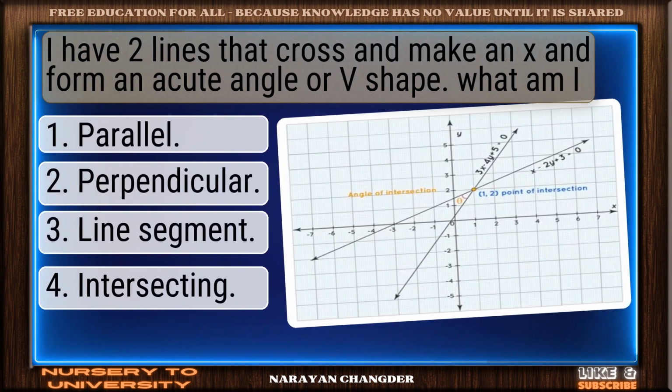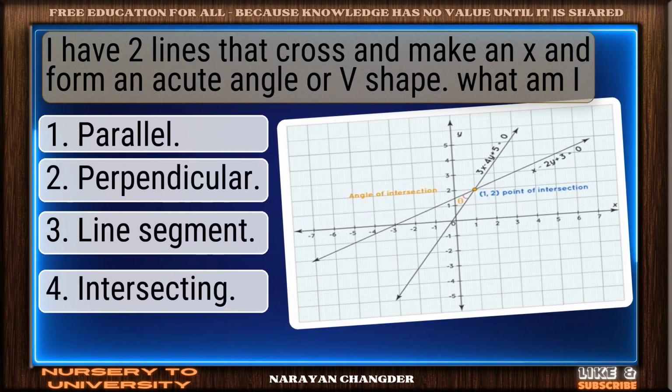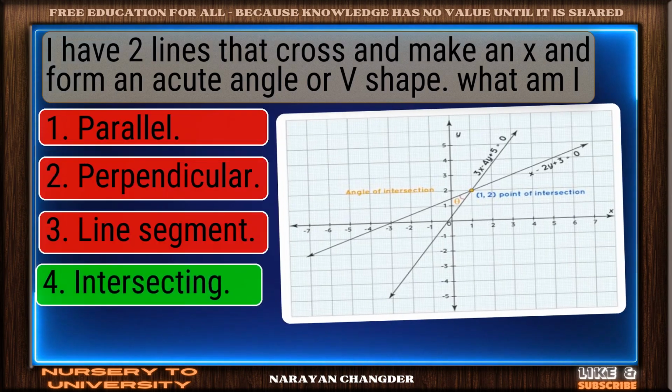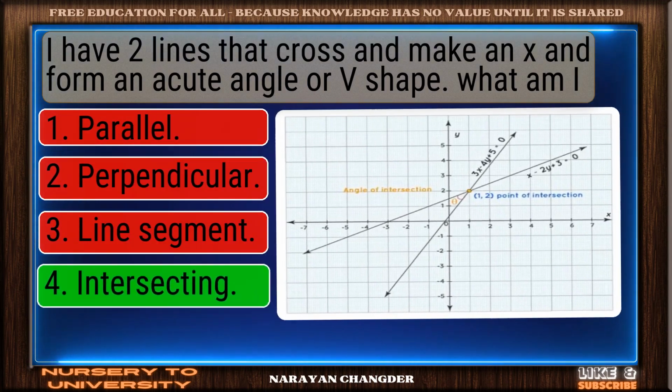Question number 49. I have 2 lines that cross and make an X and form an acute angle or V shape. What am I? Exactly. Intersecting makes sense and it is the right choice.